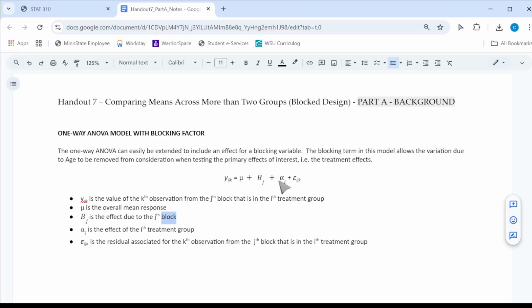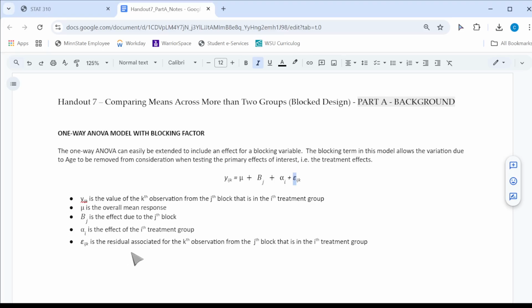The alphas, just like before, are going to be the treatment effects. I'm going to have a treatment effect for no alcohol consumption, a treatment effect for 1 ounce of alcohol consumption, and an effect for 2 ounces of alcohol consumption. So there's going to be 3 alphas floating around as well. So we're going to have 3 B's and 3 alphas floating around. And then the epsilon term here is just the error term or the residual term.